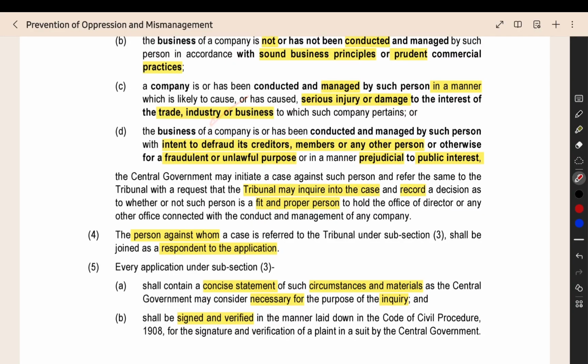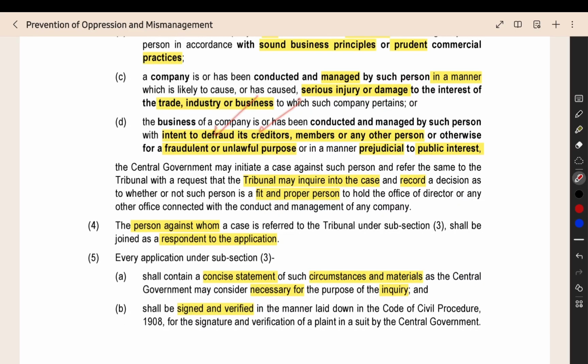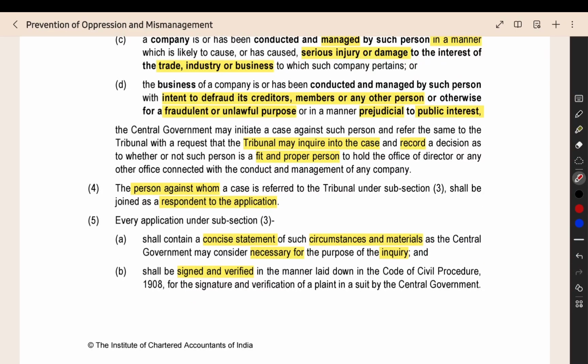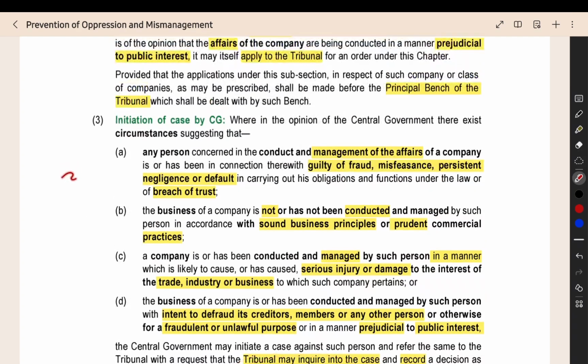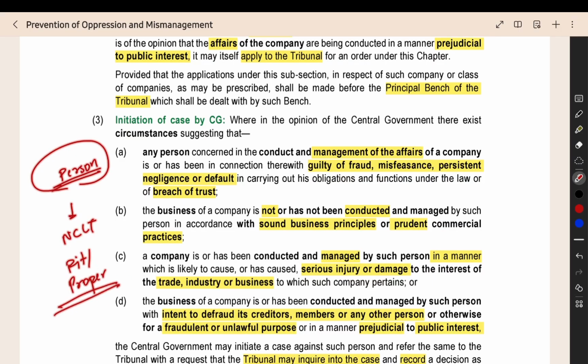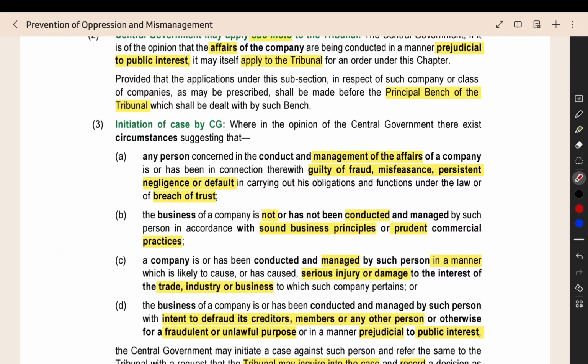Business is conducted with an intent to defraud the creditors. The main motive to conduct the business is to commit fraud on the creditors. So then they will refer the case to the tribunal. The tribunal will inquire into the case and record a decision whether such a person is a fit and proper person. The tribunal will decide whether such a person who is in the wrong is fit and proper to run the company or not. For this only, the central government will refer the case to the tribunal.